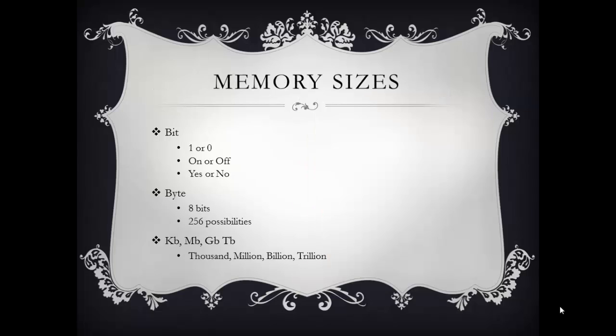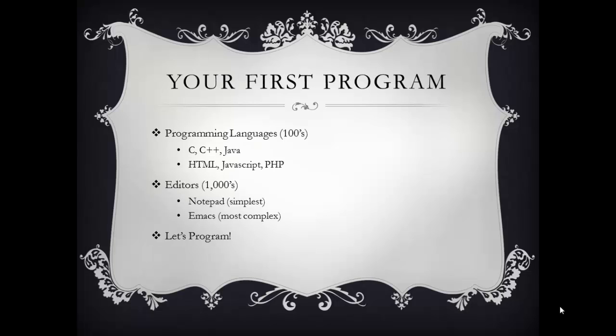Remember that memory is a bit, 1 or 0, a byte, 8 bits, and then there are kilobytes, megabytes, gigabytes, terabytes. So programming. There are hundreds of languages, generally broken into two categories: compiled, like C and C++ and Java, and then interpreted, HTML, JavaScript, PHP. Also, you write a program in an editor, something like Notepad. Emacs is incredibly complex. We'll eventually move to something in between that.